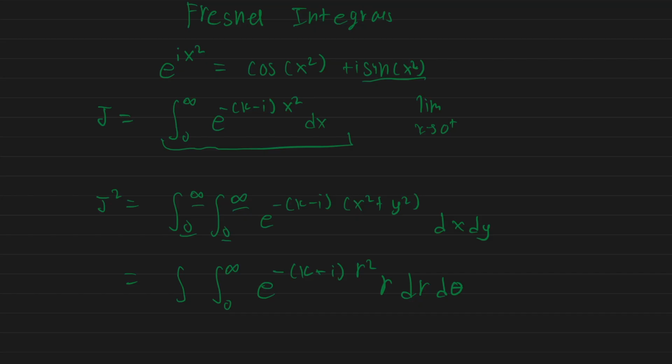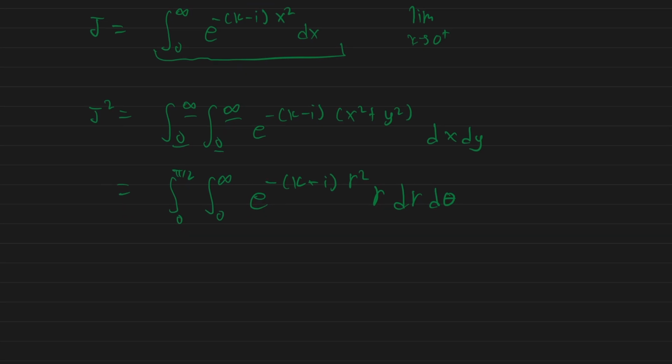Well, again, let's think about this. We know that x and y are positive. This means theta has to be from 0 to pi over 2. And you can see this by looking at the first quadrant and seeing what angles that produces.